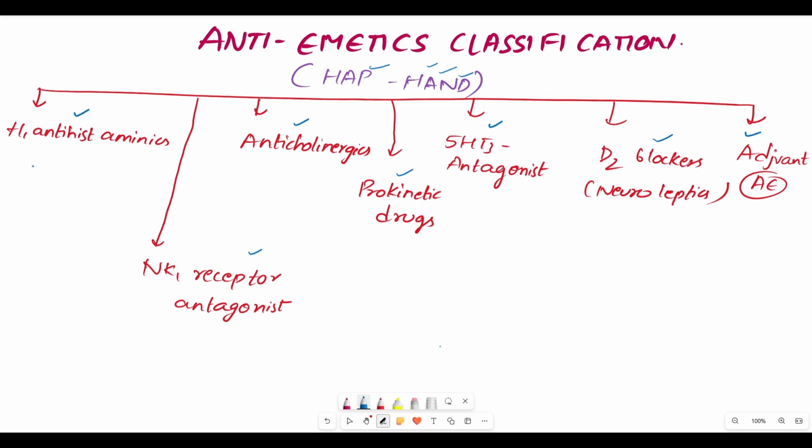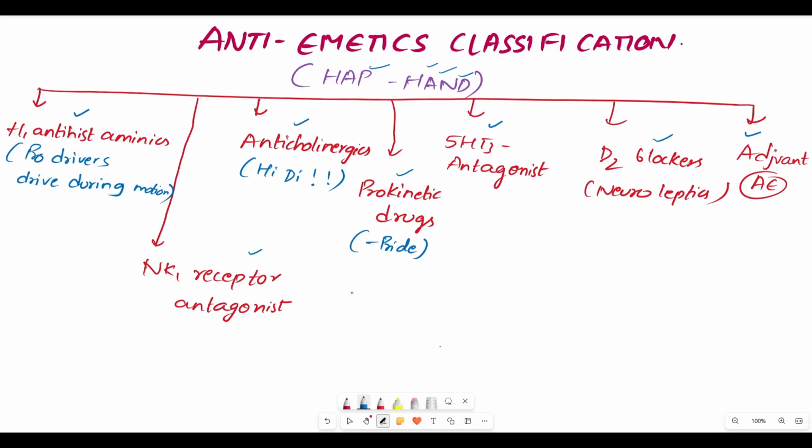So for the H1 antihistaminics, our trick is: pro drivers drive during motion. Pro drivers drive during motion. And in the anticholinergics, remember the trick as HI-D. And for the prokinetic drugs, remember the trick as pride.